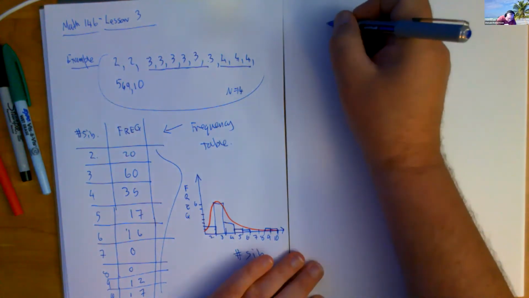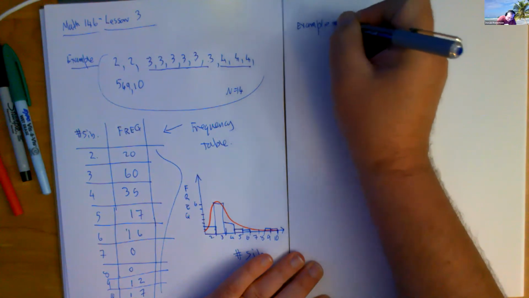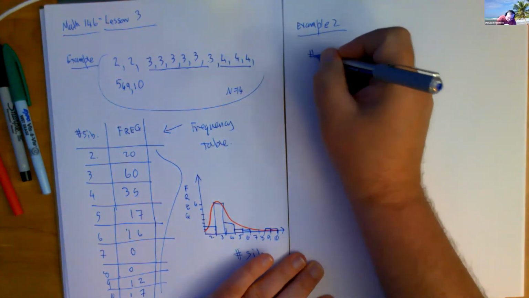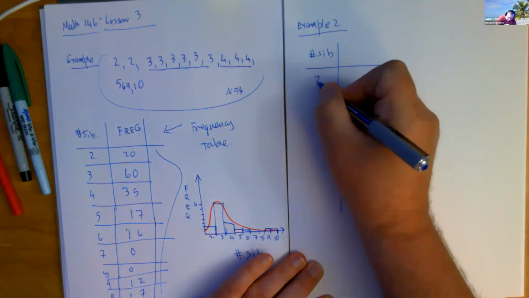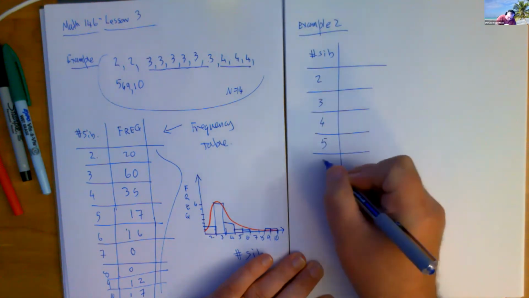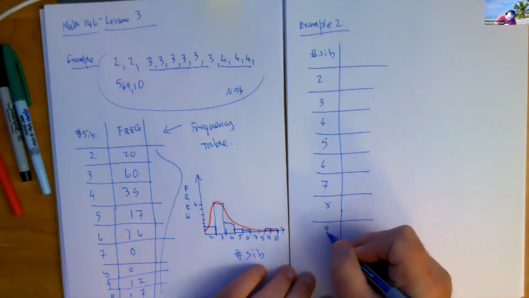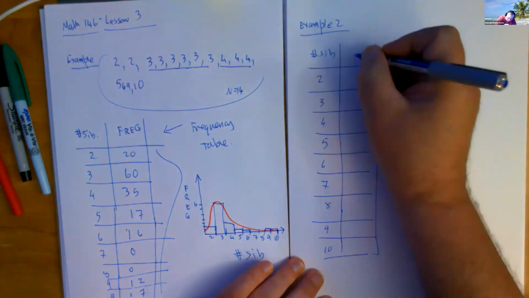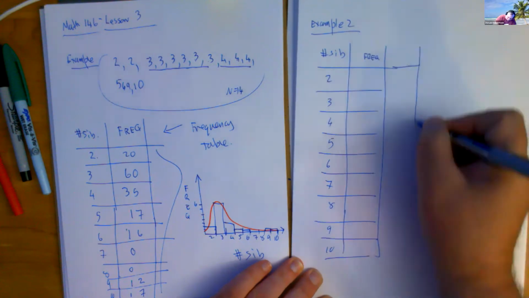Now I'm making up another, this is my second example. I guess I should call it example 2. And in the second example, I'm going to use the same data, 2, 3, 4, 5, 6, 7, 8, 9, and 10, which is cool. And I'm going to use the same frequency. I'm just going to have a third column.